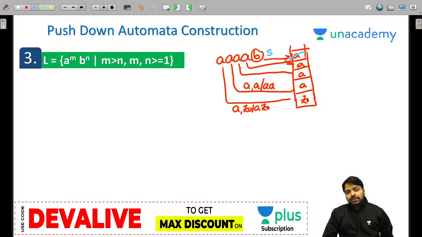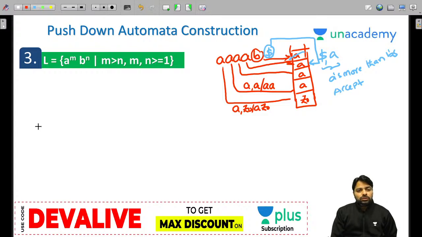And when you look at the dollar, who is there on the top of the stack? A. $, A. It means A is more than B's. So we can accept.